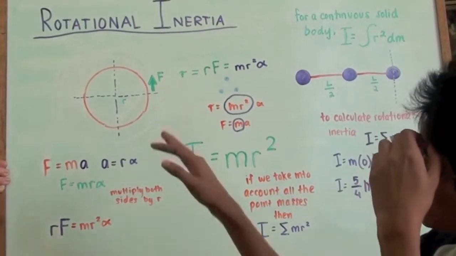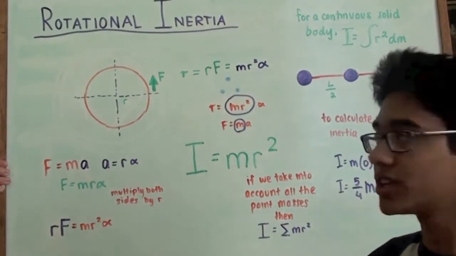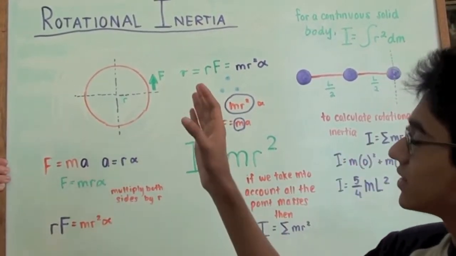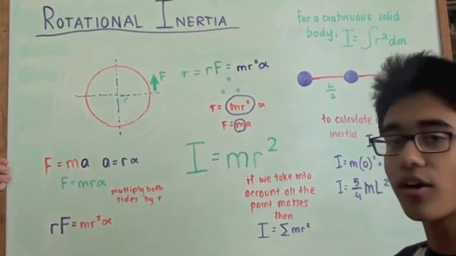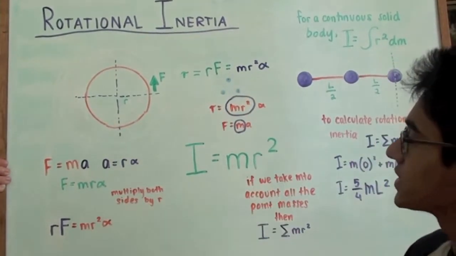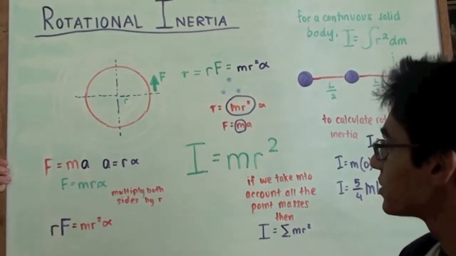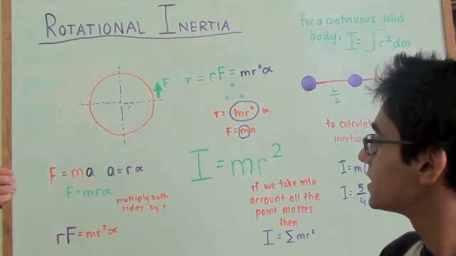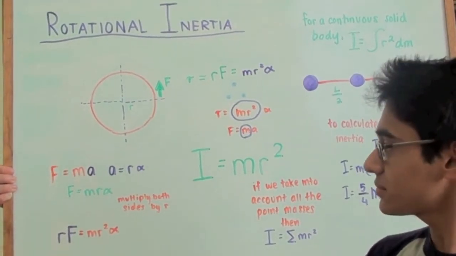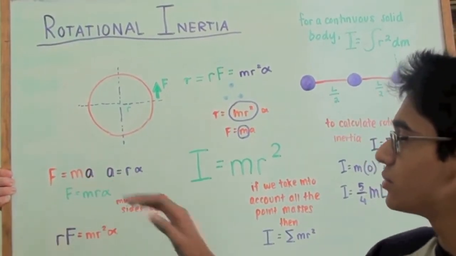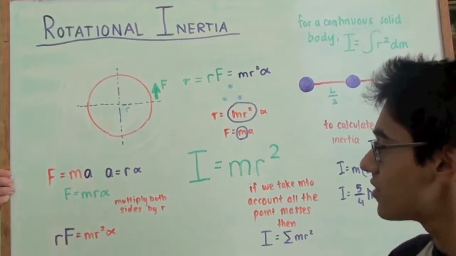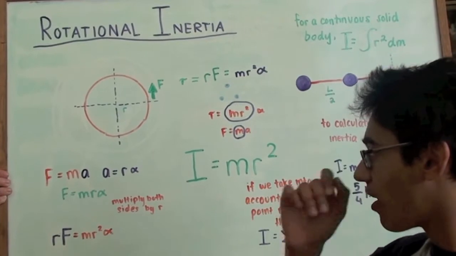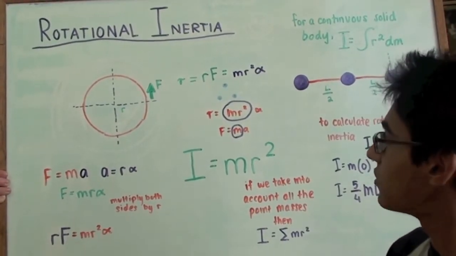First, let's consider the example of a force acting tangentially on an object whose center of rotation is r distance away. If we consider that example, and we start with the equation F equals ma, we can assume that the acceleration of this point mass is a equals r alpha. Plugging a equals r alpha into F equals ma yields the equation F equals mr alpha, and multiplying both sides by r equals rF equals mr squared alpha.